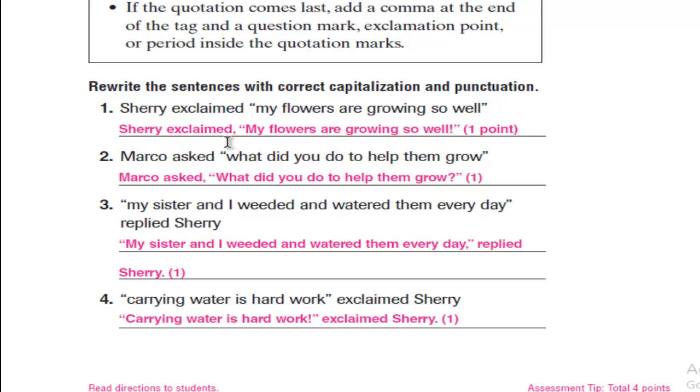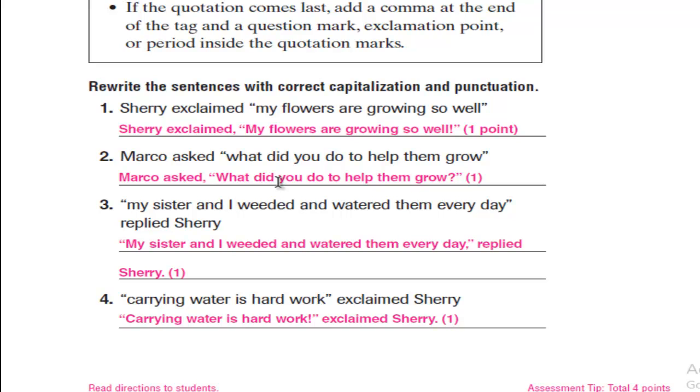So, Sherry exclaimed, then add a comma. Then you have to look for the first word in the sentence, my. So my must be capitalized. The last word is well. This is an exclamation sentence, so you have to add an exclamation mark at the end of the sentence, but before the quotation mark. So add an exclamation point here, then add the closing quotation mark at the end.